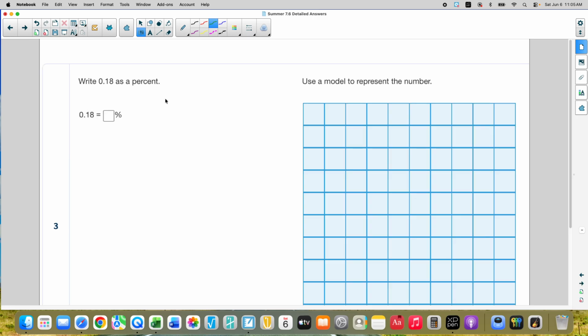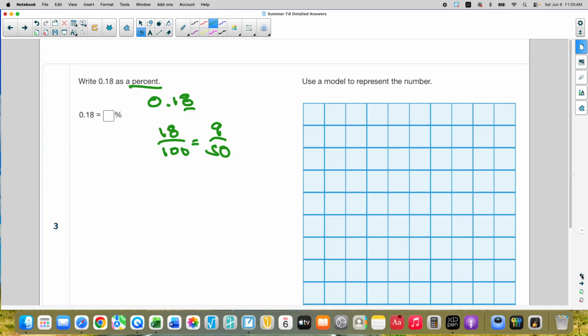Write it as a percent. So 0.18 is 18 over 100 because it goes out to the hundredths place. We're going to reduce that. Oh, no, we don't reduce it, excuse me, if we want it as a fraction. But as a percent, hello. This is a fairly rough video today. Sorry about that. As a fraction, it would be 9 over 50, but it wants it as a percent.